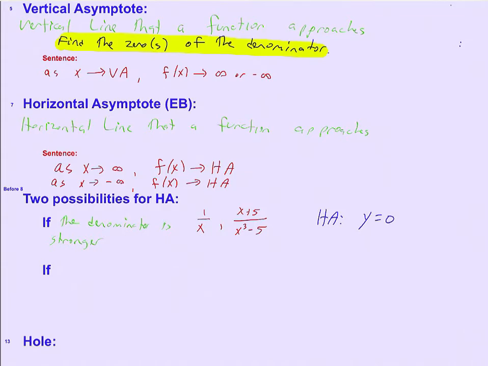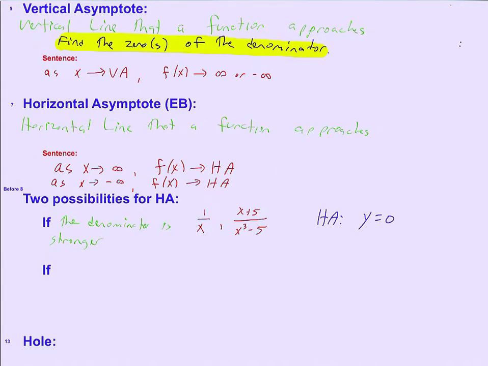I do want you to notice that when I write the horizontal asymptote, I will never say the horizontal asymptote is 0. Because the horizontal asymptote is a line, which means we write it as an equation, y equals 0. Just like when we learned about axis of symmetry, same thing. The axis of symmetry was a line, so it was always x equals. Same thing here with the horizontal asymptote.